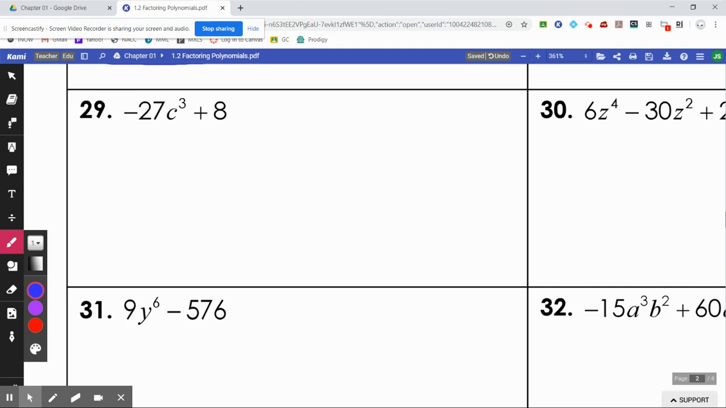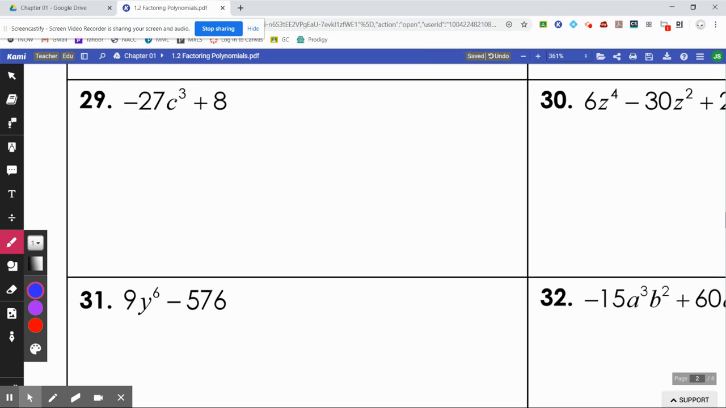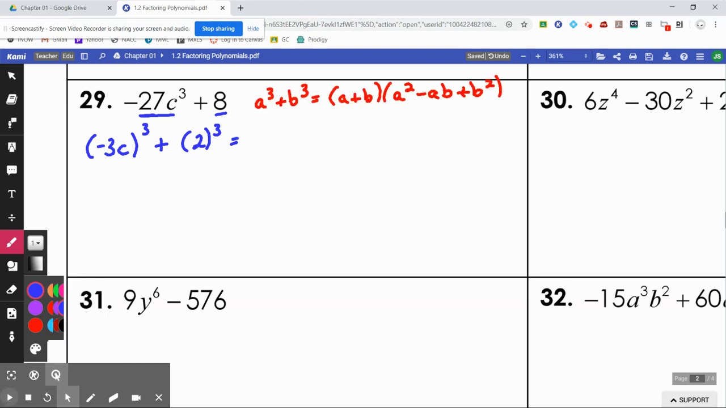First off, something I like to do, and you can do this, it's legal. Since it's a positive 8 and a negative 27, you can flip-flop those around if you would like to. It's going to work either way. But look and see if there's any common factors. There's not. However, I noticed that this is a perfect cube. It's negative 3 times negative 3 times negative 3, and c times c times c. The number 8 is also a perfect cube. That is 2 times 2 times 2. So I can rewrite it like this, and I'm going to use my formula for perfect cubes.